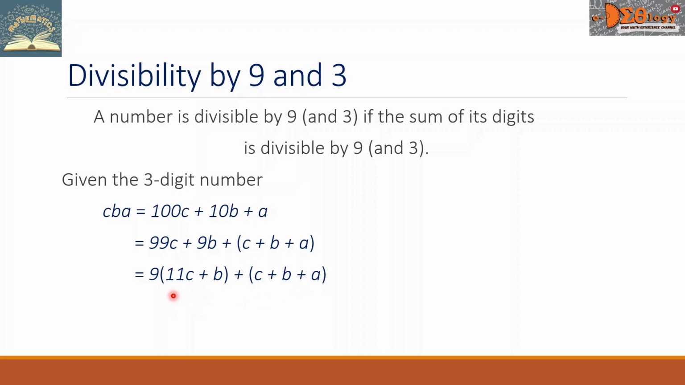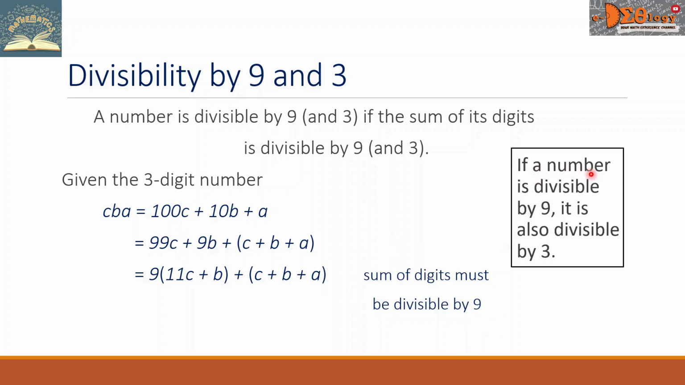We can see here now that we have two groups. The first group has a factor of 9. That means this first group is divisible by 9. And for this second group, the C plus B plus A, the sum must be a multiple of 9. Or we say that the sum of digits must be divisible by 9. Now, if a number is divisible by 9, it is also divisible by 3.